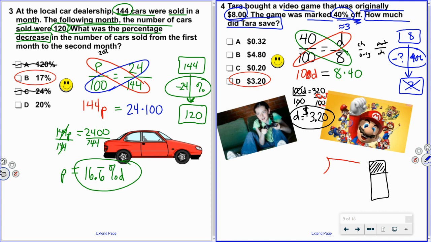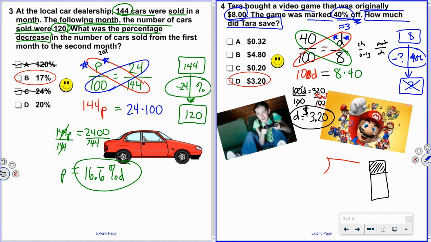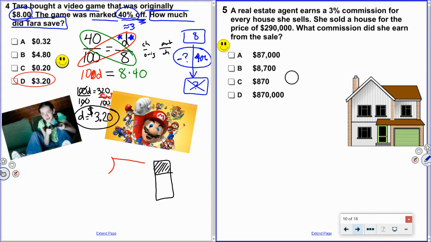So that's pretty close. So how are these problems different? Well, again, number 3 was asking what the percentage was. So our variable goes over 100. Number 4 was asking how much she saved, how much was discounted, what was the change? So that would go over the 8. All right, let's carry on.